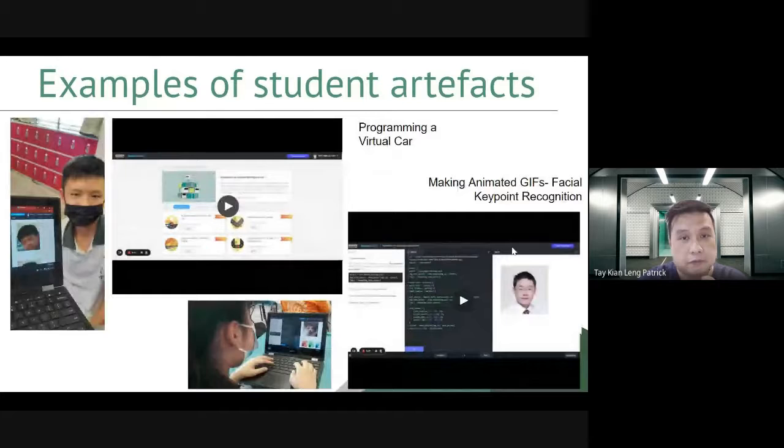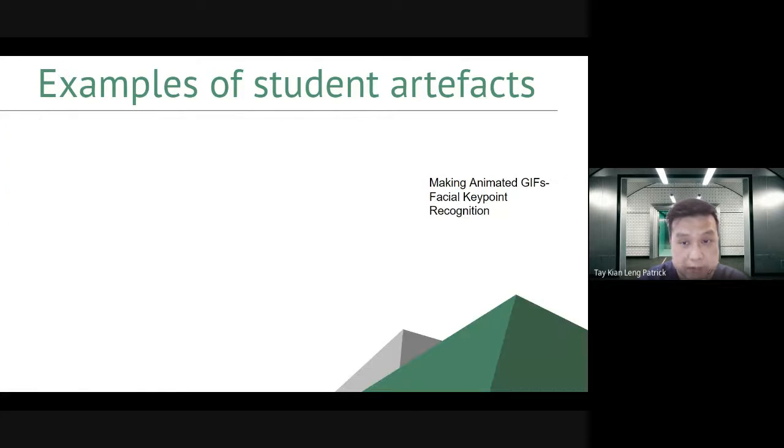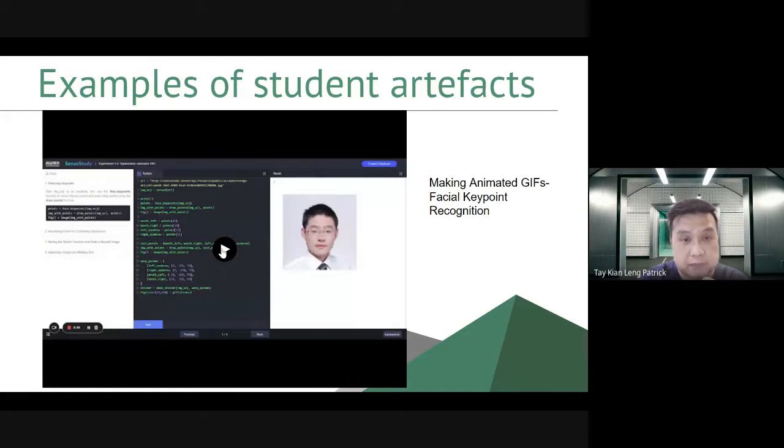For the programming of the virtual car, the kids actually tried to use Python coding. So they code and then they program the car in such a way that it makes whichever movement they would like to have. Another example that I can show you is using facial key point recognition. So that's what they did.